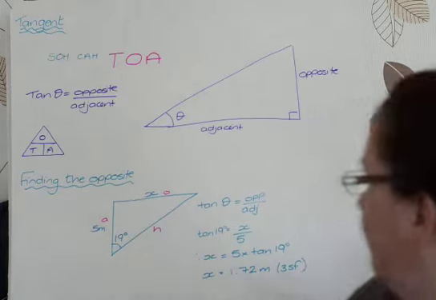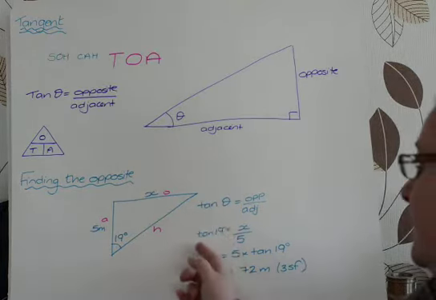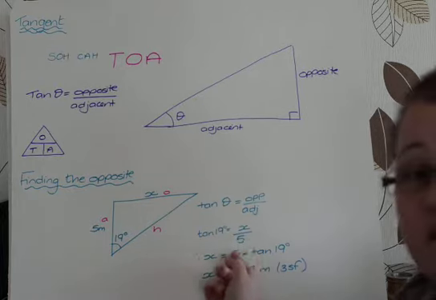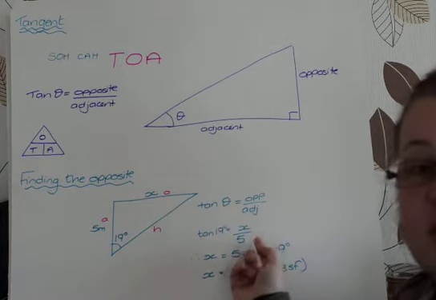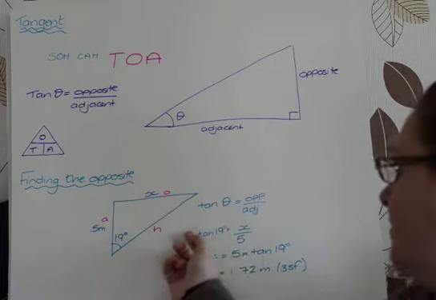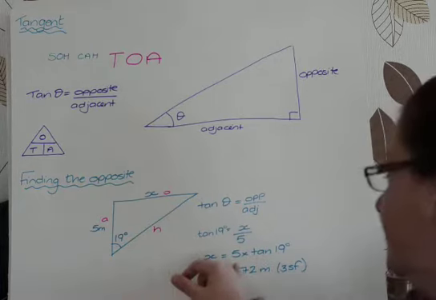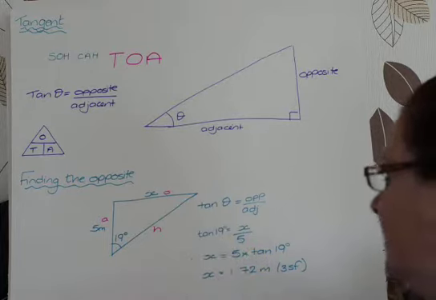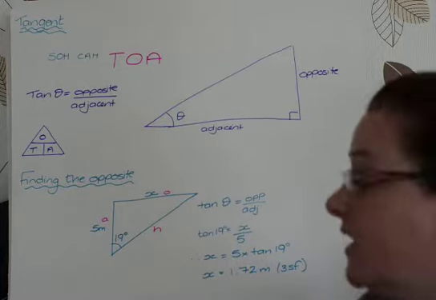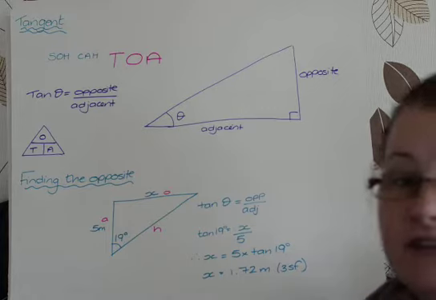So I put it in, so tan 19 is x over 5. Again, I want the x on its own, so I multiply up the 5, put the 5 over to the other side, and I get x equals 5 times tan 19, which when you put into your calculators, you get 1.72 metres.